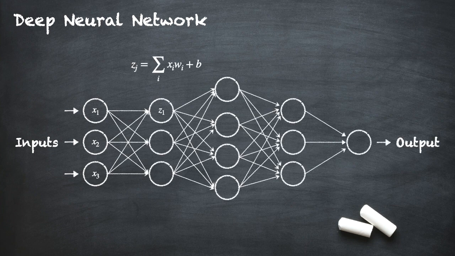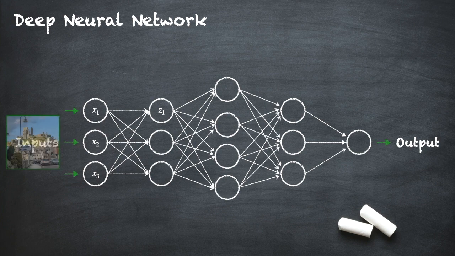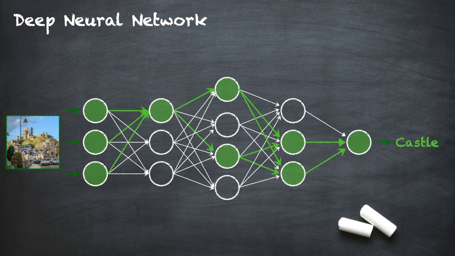A typical neural network takes some input, which it propagates through the network layer by layer, passing the information between nodes as a function of the previous node's output, the weight of the connection, and some bias. This propagation continues until the information reaches the final layer where a decision is made. In this trivial case, for instance, the network has identified the image as containing a castle.